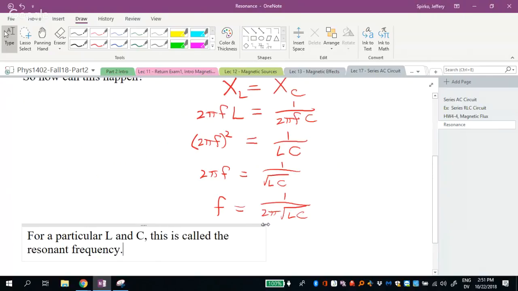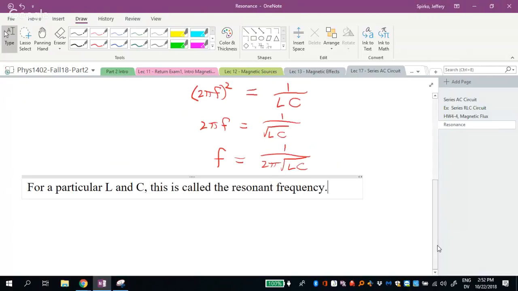And it's a special frequency for a given capacitor and inductor, and it's called the resonant frequency of those two things. So when you put them together in the circuit, they resonate and they make this happen.